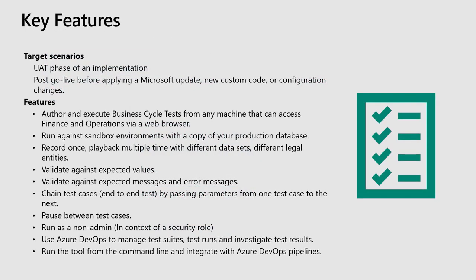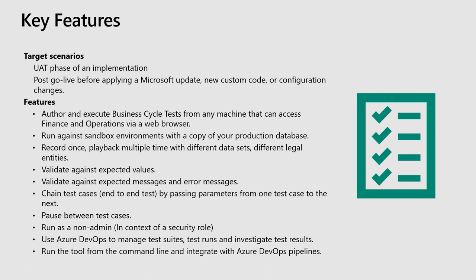So some of the key features I've already mentioned: when you can actually utilize RSAT, both for UAT as well as before you are promoting any update, whether it's a Microsoft update, custom code, or a configuration change. Some of the key features are that you can author and execute these tests from any machine that can access finance and operations via web browser. So this is what I was saying. You can actually install RSAT and execute those tests against any Windows 10 VM, laptop, server, all of it.